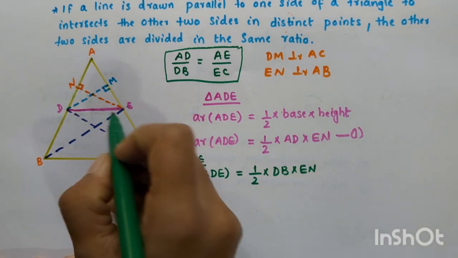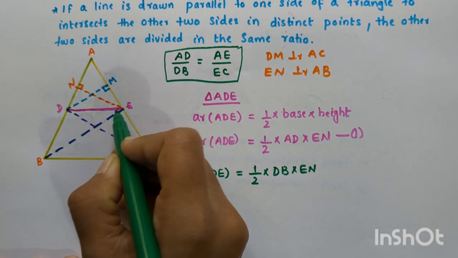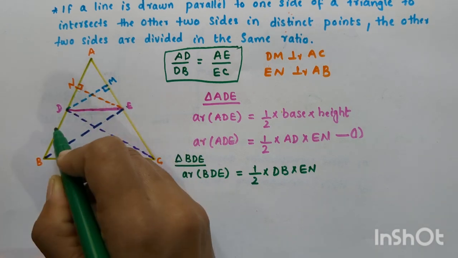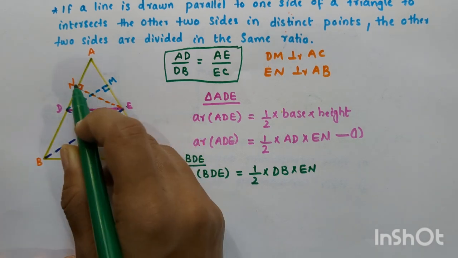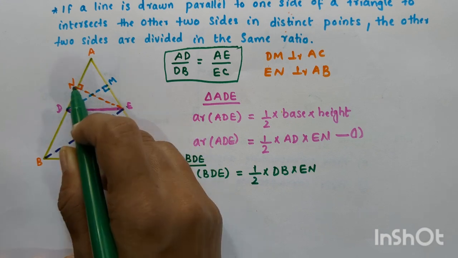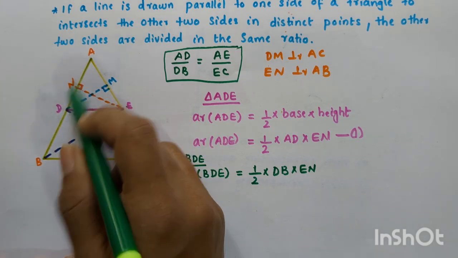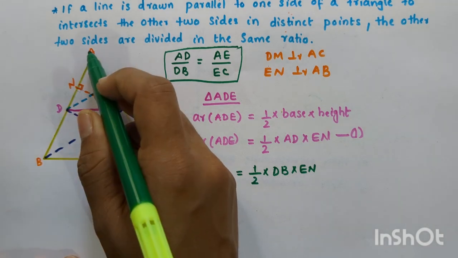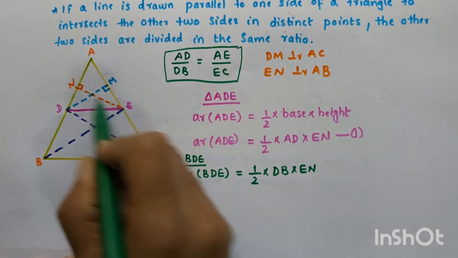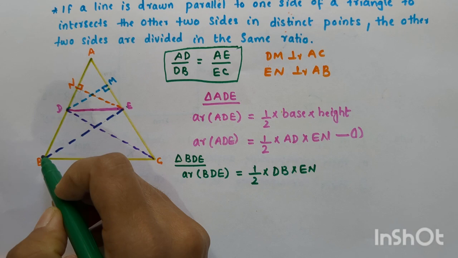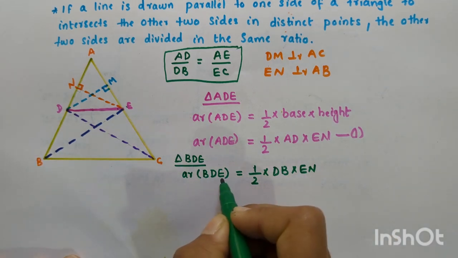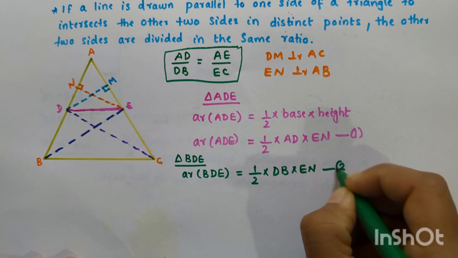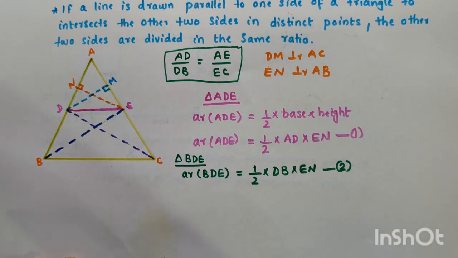Why have I taken EN as the height for triangle BDE? Because the height of a triangle is perpendicular to the base. So EN is the height which is perpendicular to the base. The base of this triangle is DB, and when we extend this line, we get the side AB. So EN is perpendicular to the base. So the area of BDE will be equal to half into DB into EN. I am taking this as equation number 2.